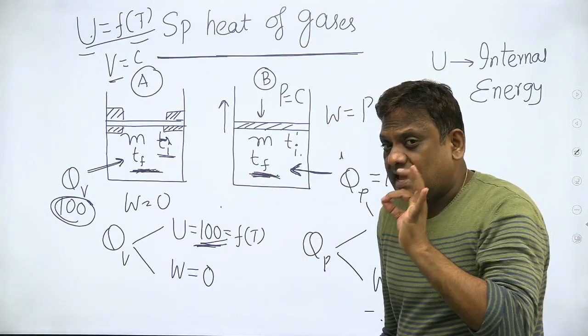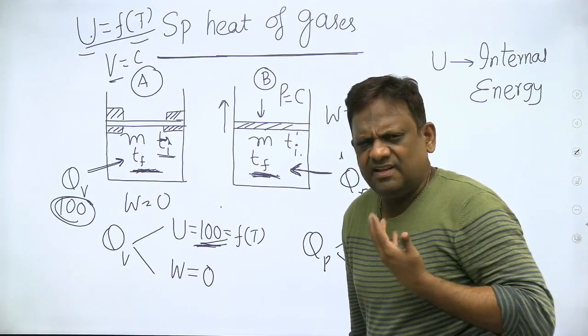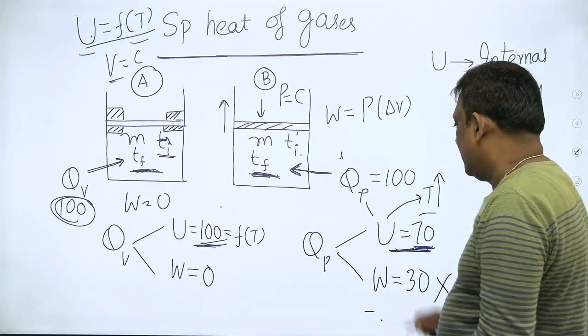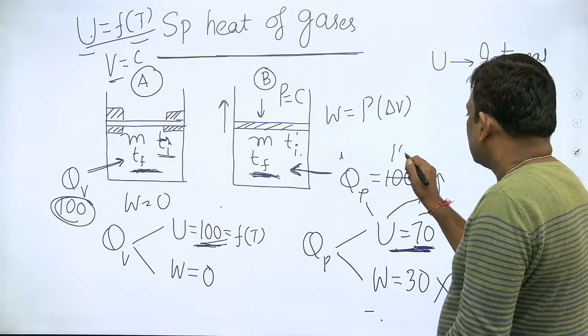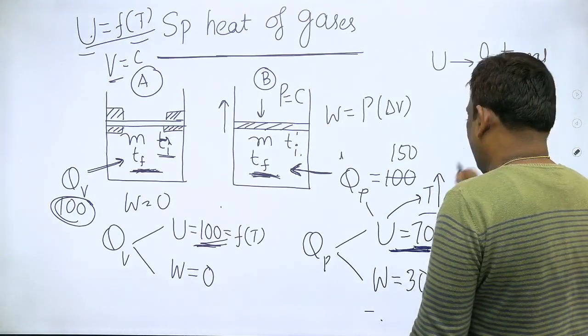If I want exactly same temperature in both, what am I supposed to do? Very simple. I need to supply extra heat. Instead of 100, now I supply 150.